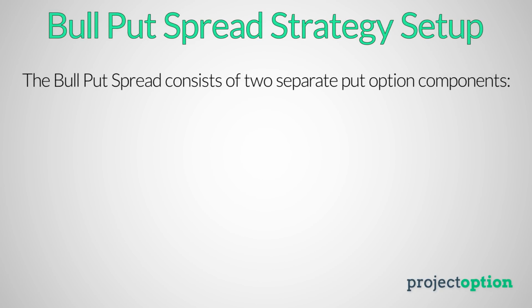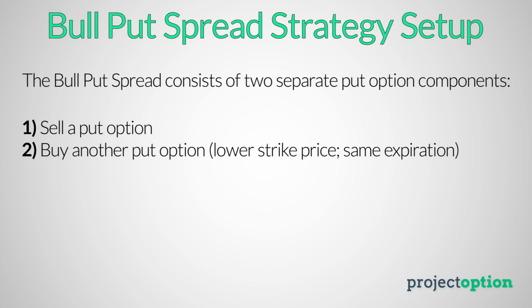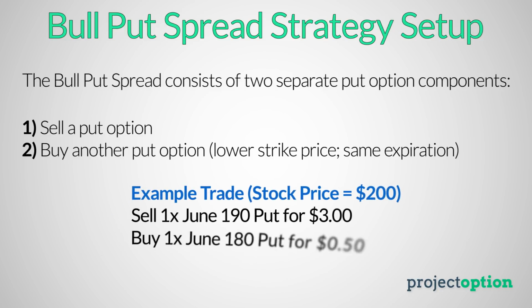The bull put spread consists of 2 option transactions, the first one being selling a put option and the second one being purchasing another put option at a lower strike price. So to create a bull put spread, you sell a put option and buy another put option at a lower strike price in the same expiration cycle as the put option that you sold.